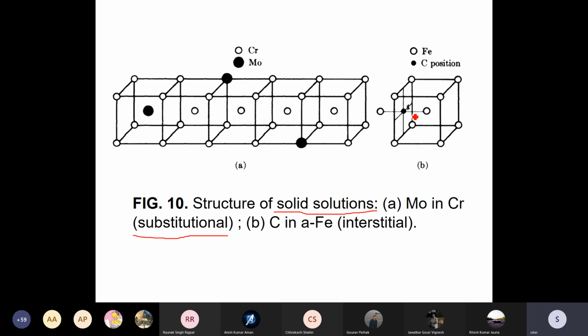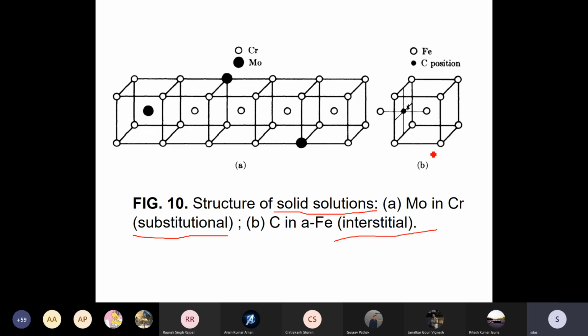But if the solute atom size is very, very small compared to the solvent atom size, this is the example of the iron-carbon system, meaning your steel shows that. At room temperature, the structure of iron is body-centered cubic. These are the iron atoms. This face-centered position is unoccupied. Carbon, being a very small atom, occupies a face-centered position. And in this case, it is called an interstitial solid solution.